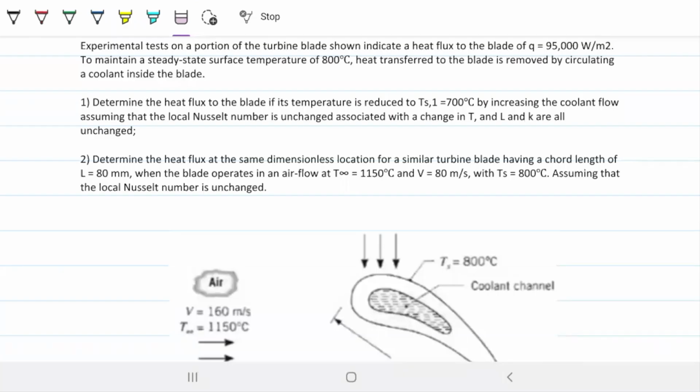Experimental tests on a portion of the turbine blade shown indicate a heat flux to the blade of 95,000 watts per meter squared. To maintain a steady state surface temperature of 800 Celsius, heat transferred to the blade is removed by circulating a coolant inside the blade.